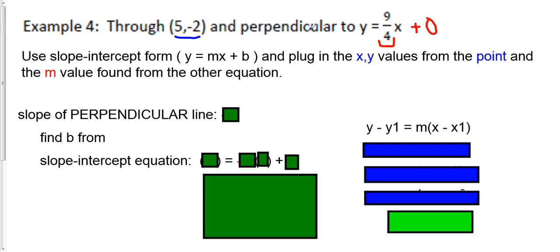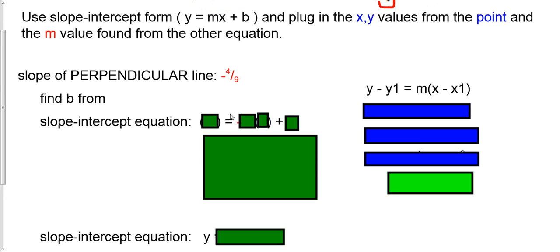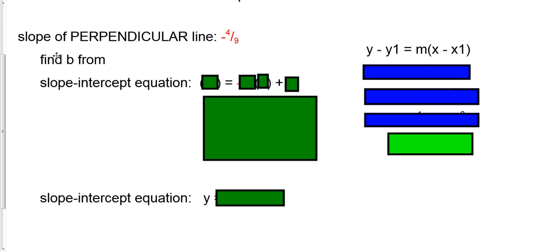We're looking for something perpendicular. So, for perpendicular, remember, it's opposite reciprocal. Instead of positive 9/4, a perpendicular slope would be negative 4/9. So our new slope that we need to use is -4/9. So we're going to take the time to try both, actually.